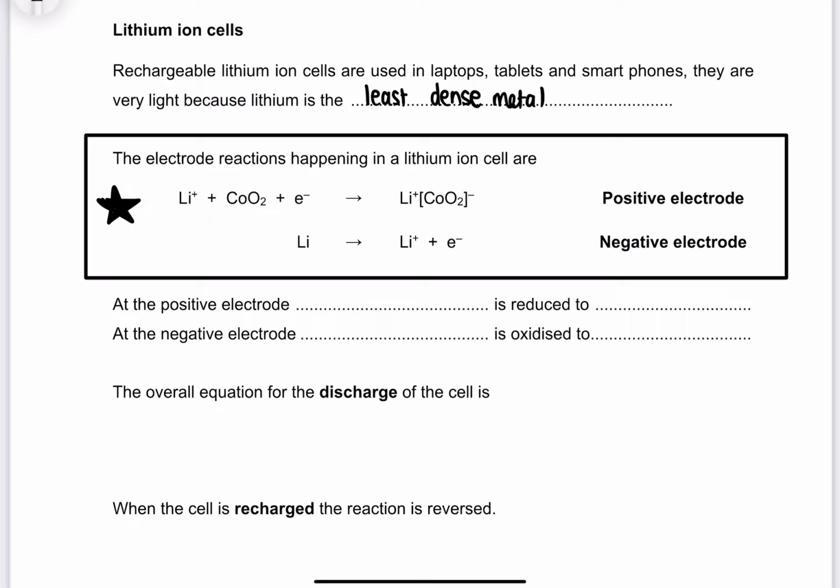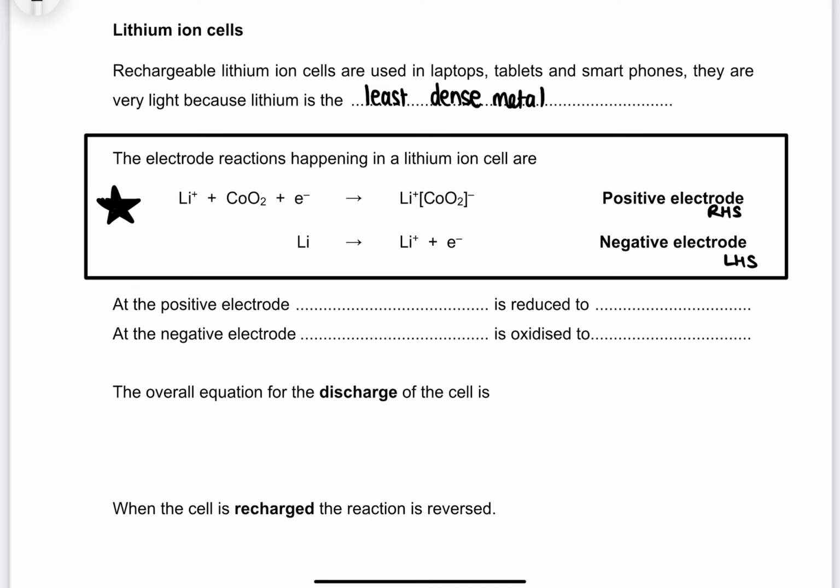Okay. At the positive electrode, so this would be the right-hand side, and the negative would be our left-hand side. The positive lithium ions react with this cobalt oxide and make a complex of lithium and this cobalt complex. And then at the negative electrode, lithium is converted back to lithium ions.